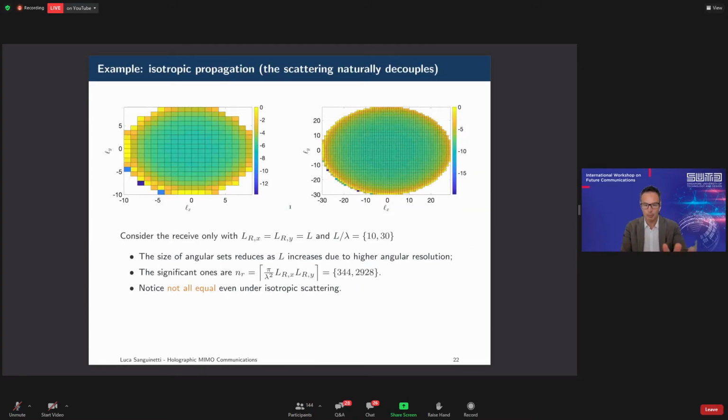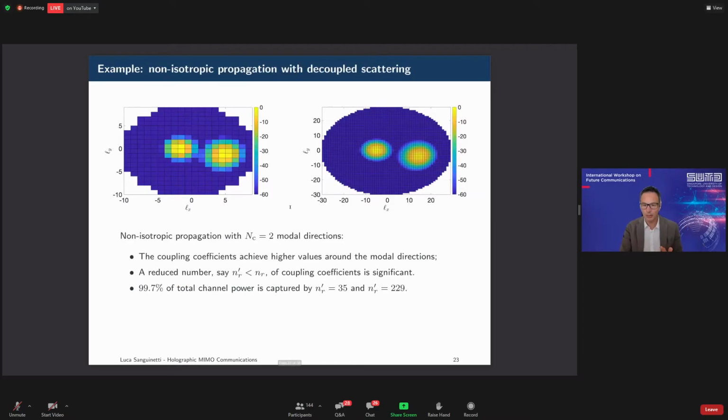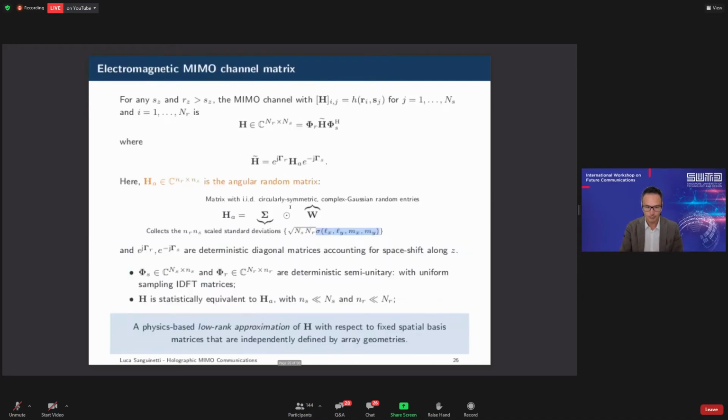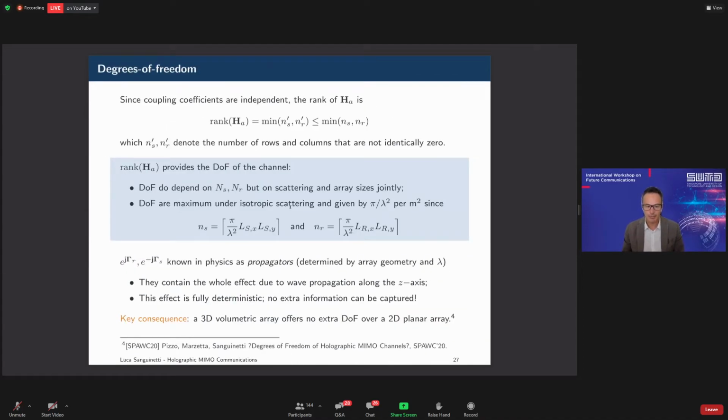So under isotropic propagation conditions, you receive power everywhere in the angular domain. If you have non-isotropic conditions, then you receive power from particular angular directions, and the number of degrees of freedom reduces. So the maximum number is what it can achieve under isotropic scattering, and it depends on the area of the source and the wavelength, and the area of the receiver and the wavelength. There is an important message here.